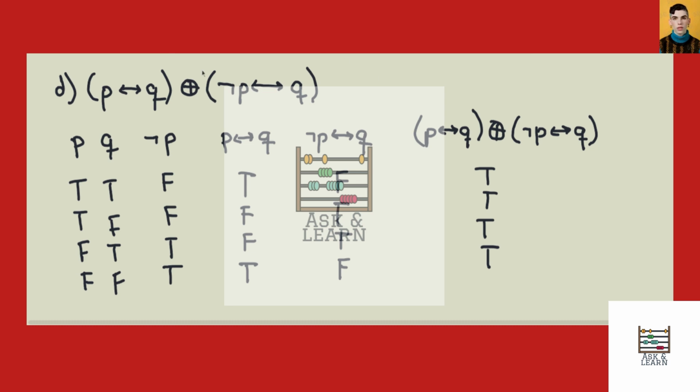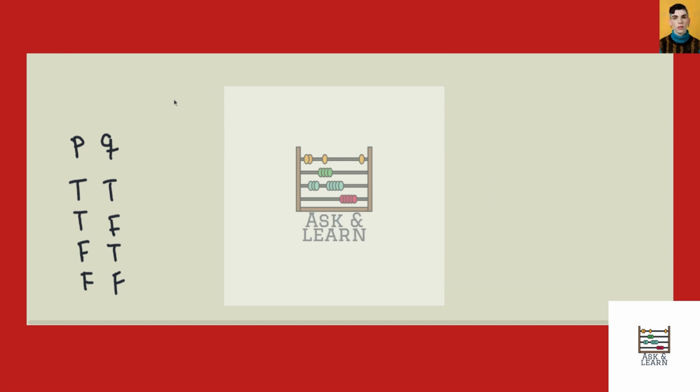Now, let's get rid of this and work on E. Should have done this. Let's get rid of all these. All right, so E, we see, is P biconditional statement, Q, exclusive OR, negation of P, biconditional statement, negation of R.